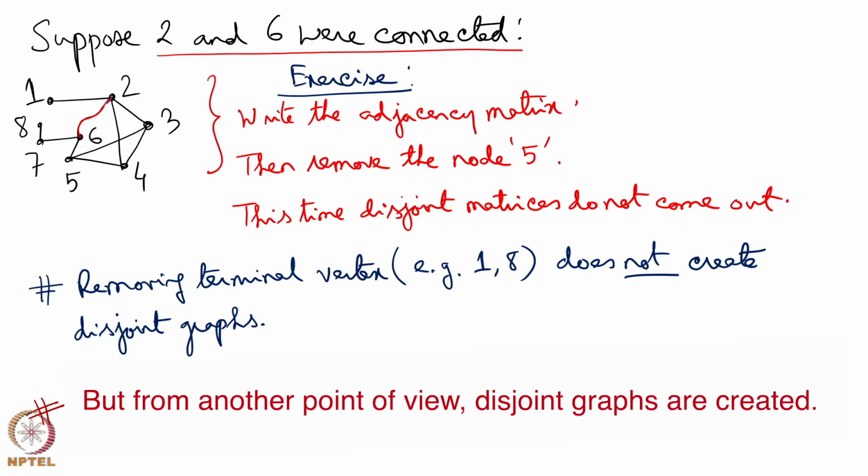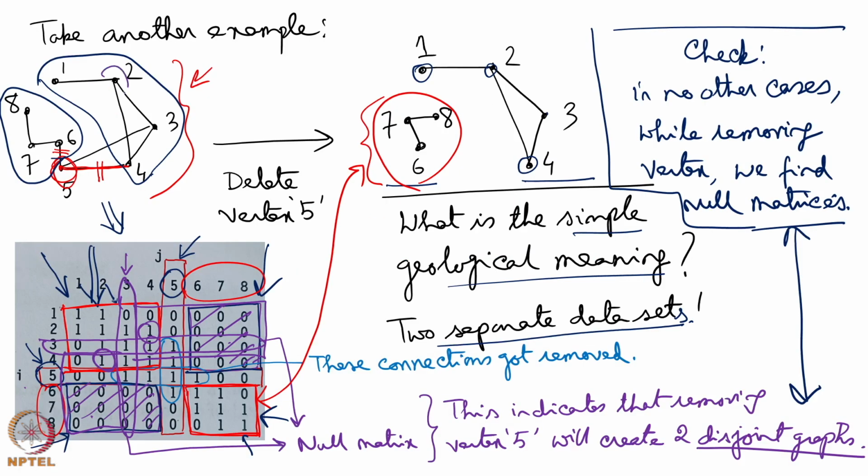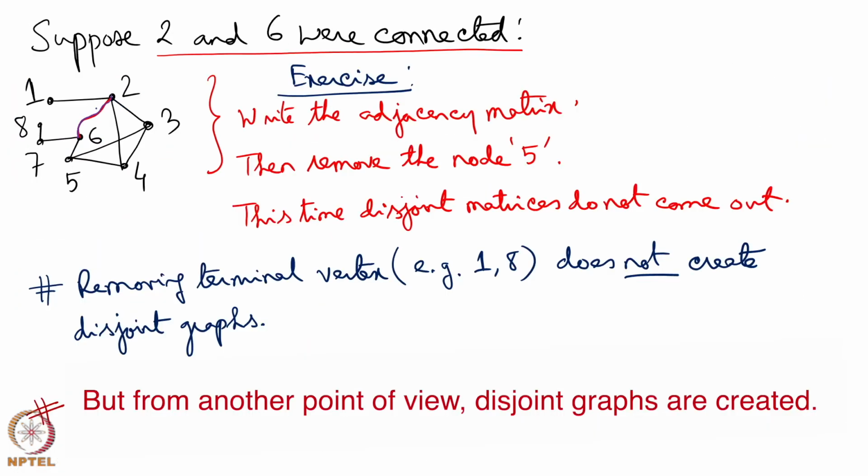Now, suppose 2 and 6 were connected. See, 2 and 6 have been connected, a new connection. Look at the graph earlier, 2 and 6 were not connected. Suppose in our study we find that they occur in the same level, then 2 and 6 can be connected. Write down the adjacency matrix. It is an easy job and it is your exercise. You can do that looking at this graph only, and then after that you remove node 5, or vertex 5.